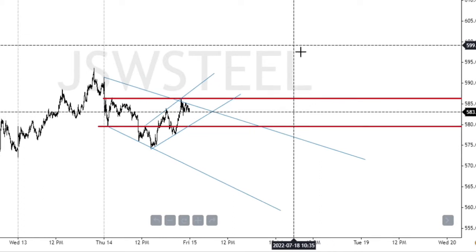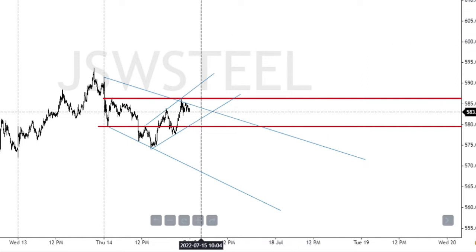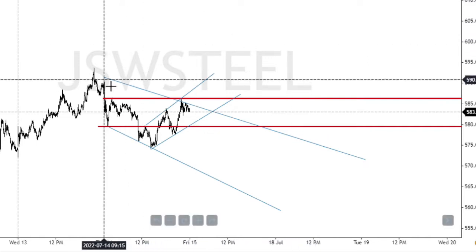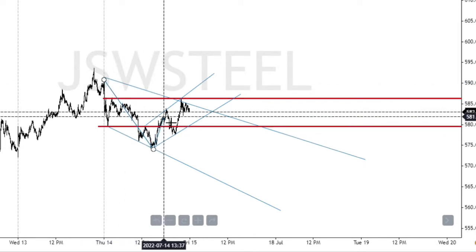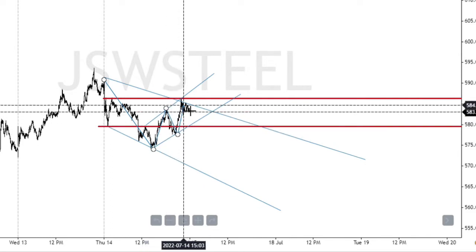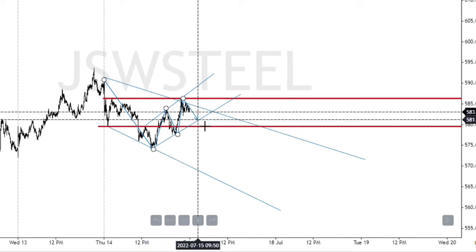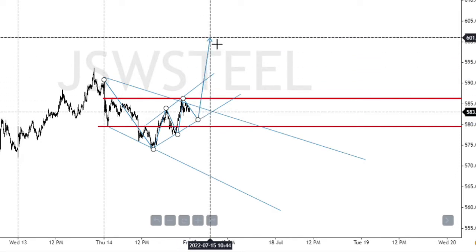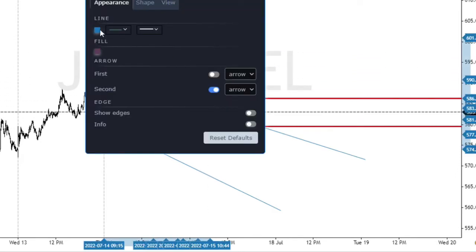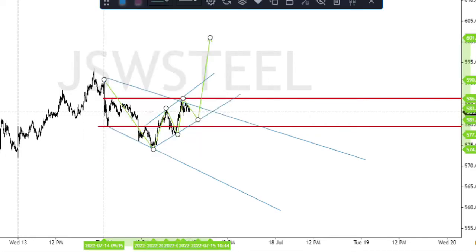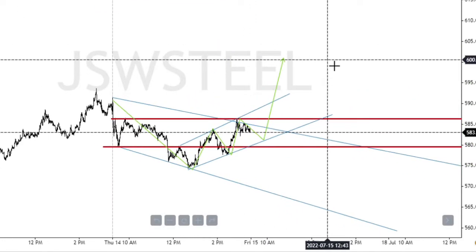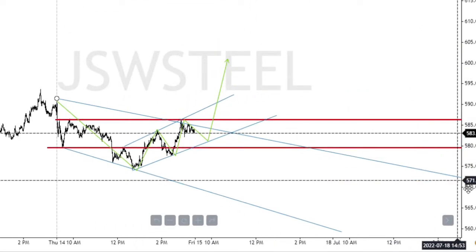Based on the market conditions, I think JSW Steel is a buy today. This is the path I am drawing in which the price should react. So after cutting this, it will fly above. I will color it green and we will wait for the market to open.